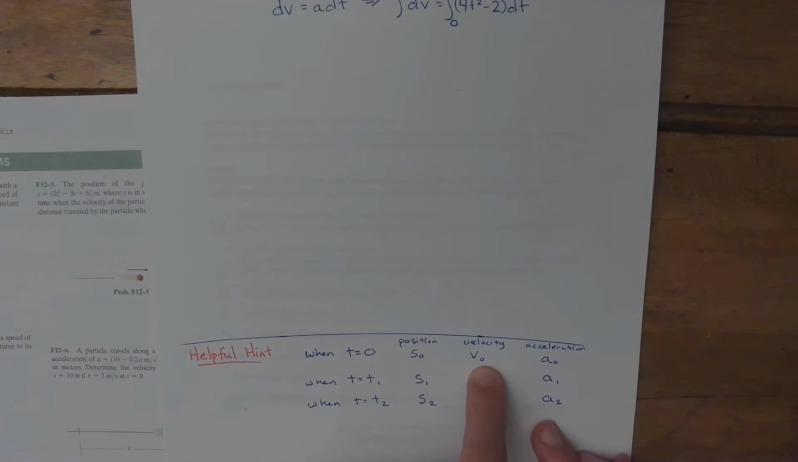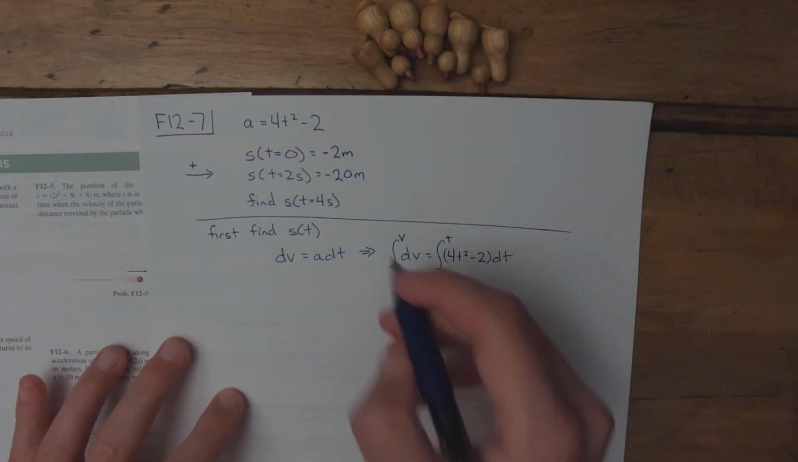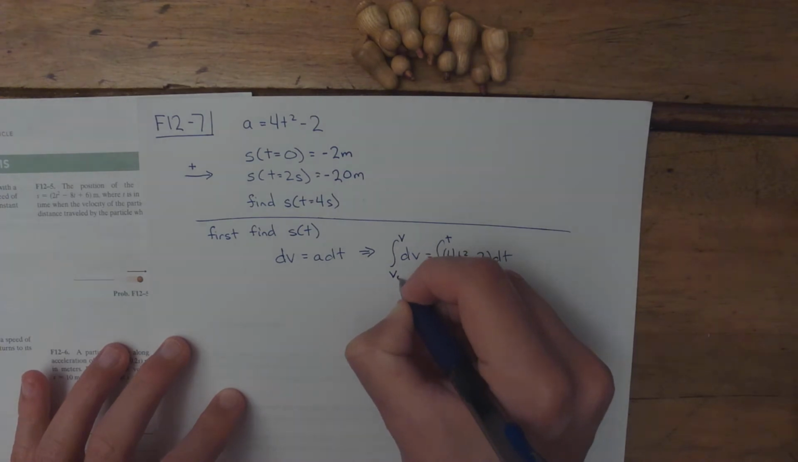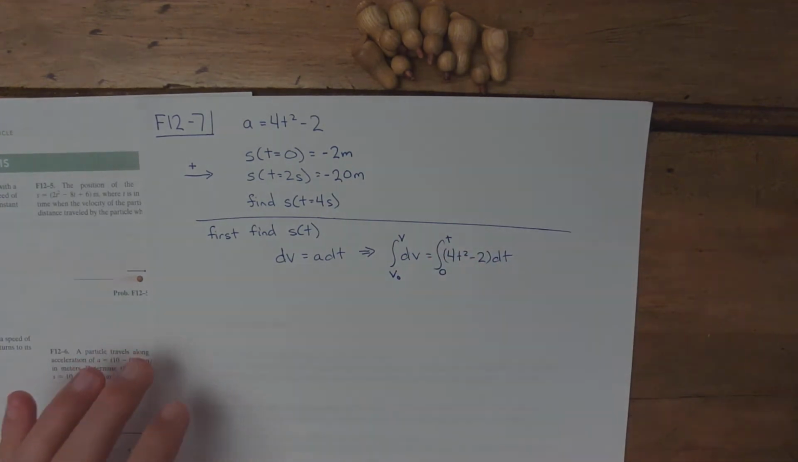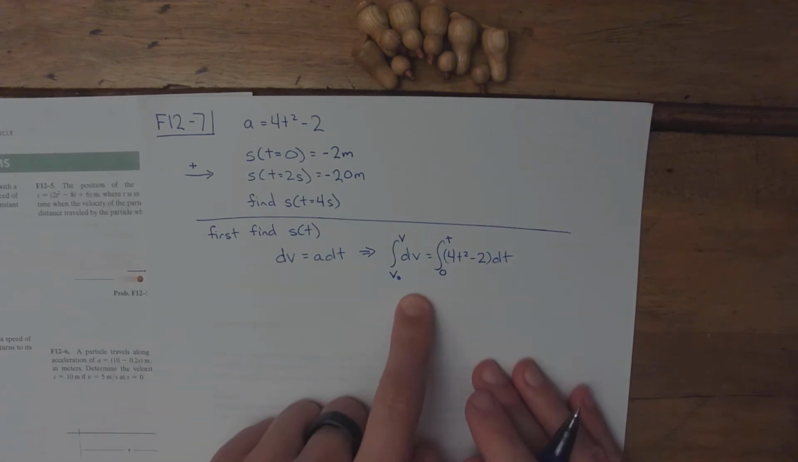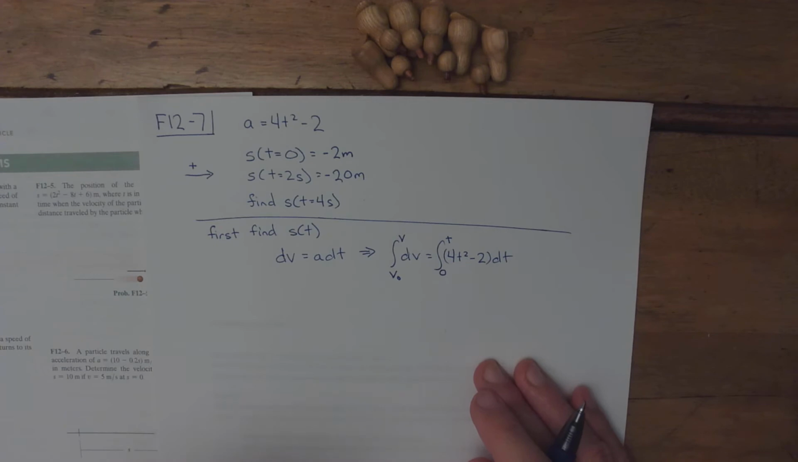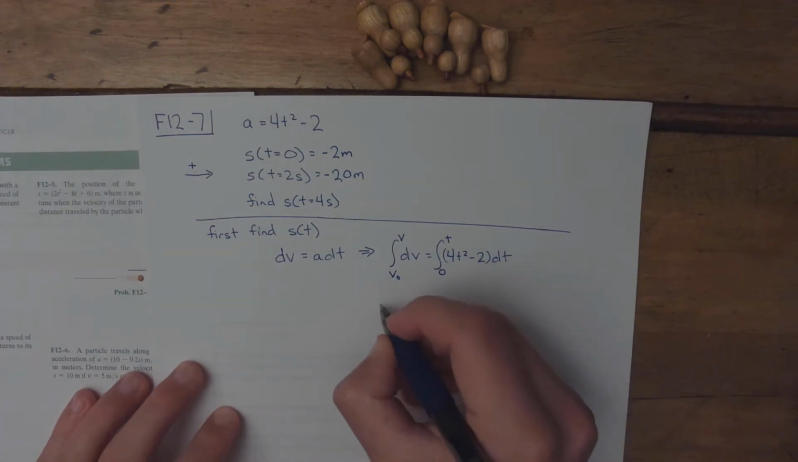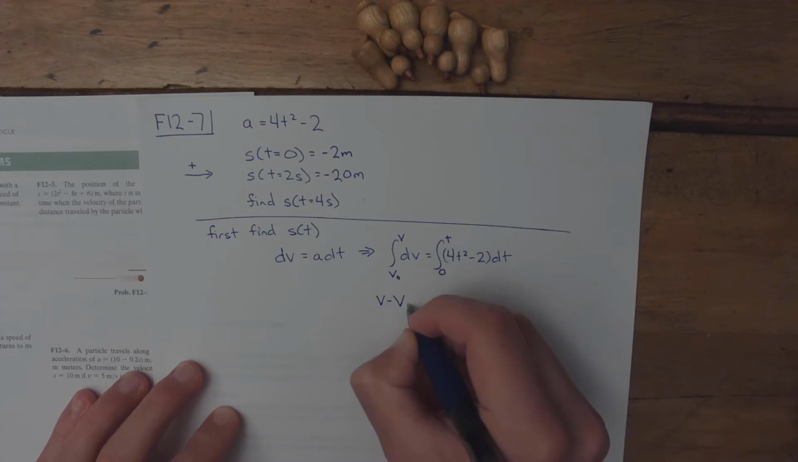So when time is equal to 0, my lower limit of integration on the left-hand side is the velocity when time is equal to 0, so that's v0. Now, I'm going to have to figure out what v0 is before I finish the problem, but for now, I can just call it v0. Then I integrate. On the left-hand side, I'm just integrating dv. So I just get v, and I plug in the limits of integration, and I get v minus v0.